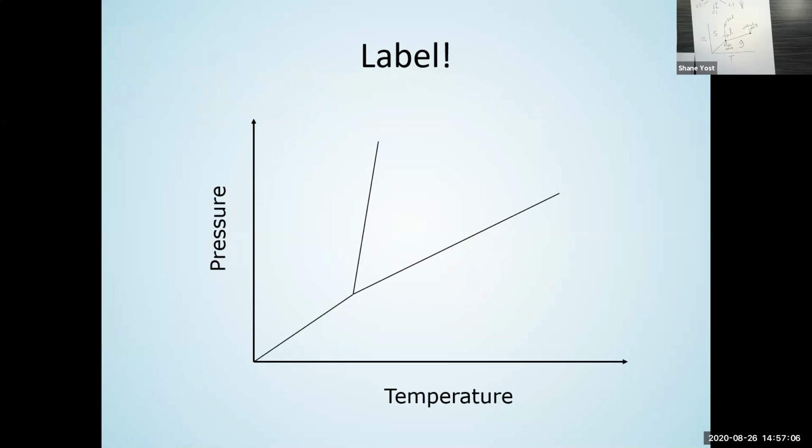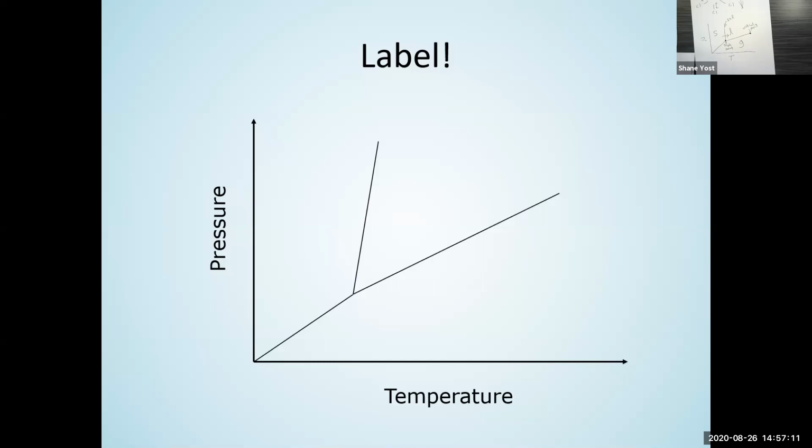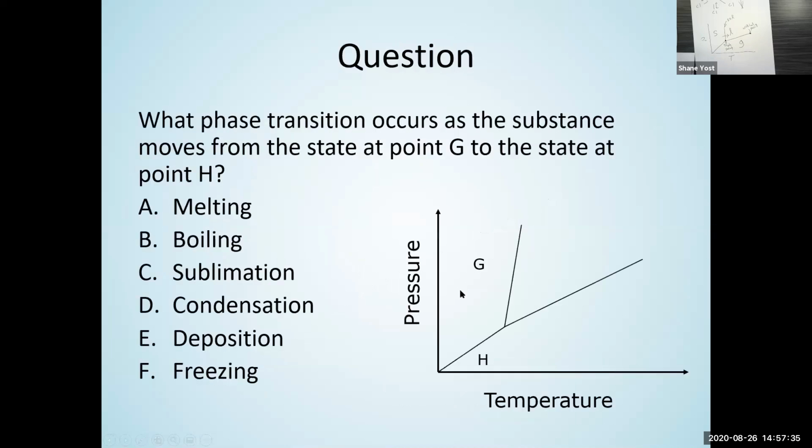That's because for water, the solid is less dense than the liquid, which is one of the very few compounds that do that. Which is again why ice floats in water, why there are icebergs, giant things of ice floating on top of water, because it is less dense than water. So it makes the world go round. All right. So what phase transition occurs when you go from the state at point G to the state at point H?